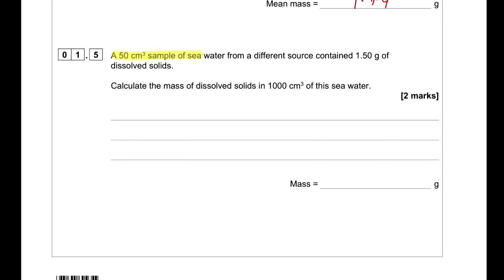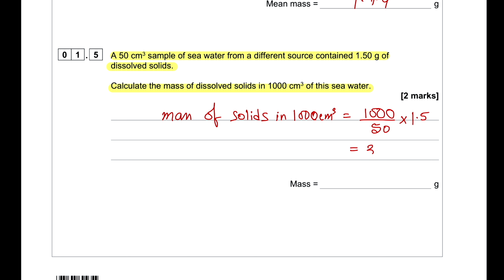A 50 cm³ sample of seawater from a different source contained 1.50 grams of dissolved solids. Calculate the mass of dissolved solid in 1000 cm³ of seawater. To do this calculation, first of all, since 50 cm³ contains 1.50 grams, what will 1000 cm³ contain? We will divide 1000 by 50 and then multiply it by 1.5.